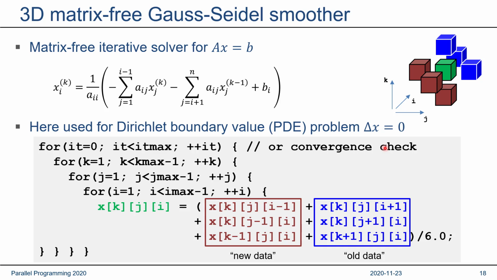And of course, we have a problem here because the new data has just been updated, depending on which coordinate we look at. So for example, x of k,j,i-1 has been updated in the previous i iteration, so just before we update k,j,i. And this is of course a problem with parallelization.